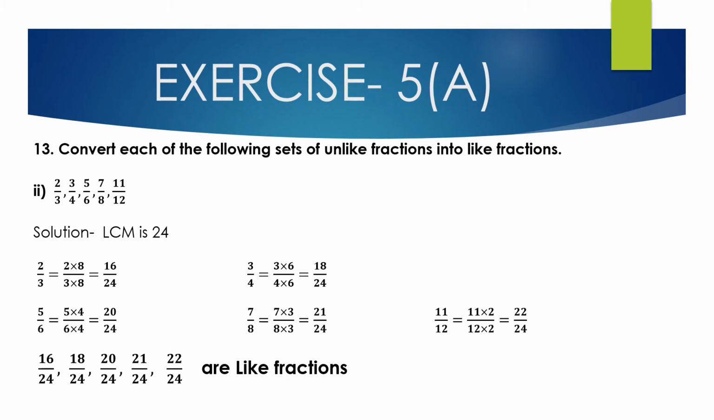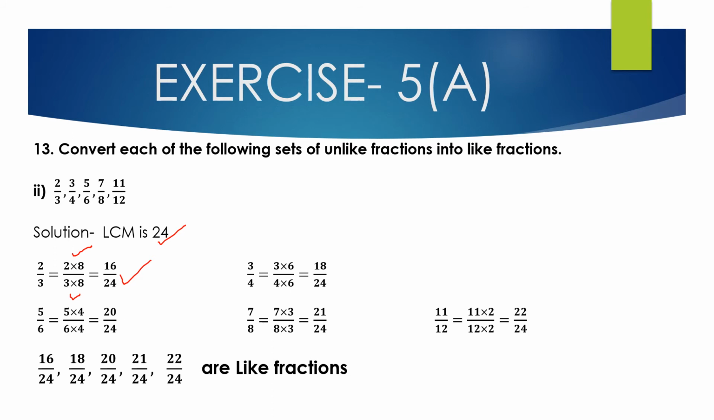First fraction is 2 divided by 3. Here the denominator is 3 and we know 3 multiplied with 8 is 24. So we multiply the numerator and denominator of the fraction 2 divided by 3 with 8. 2 multiplied with 8 divided by 3 multiplied with 8. 2 multiplied with 8 is 16, 3 multiplied with 8 is 24. So 16 divided by 24 is the equivalent fraction of 2 divided by 3.